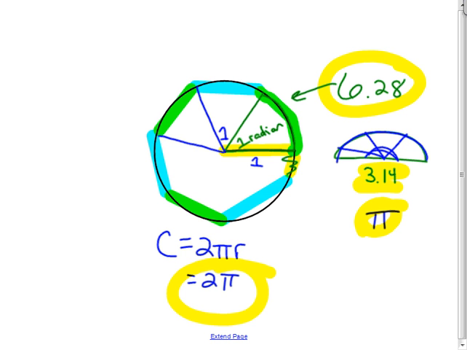So, degrees, kind of random. Can you approximate what 1 degree is?